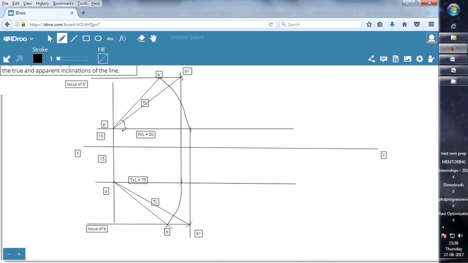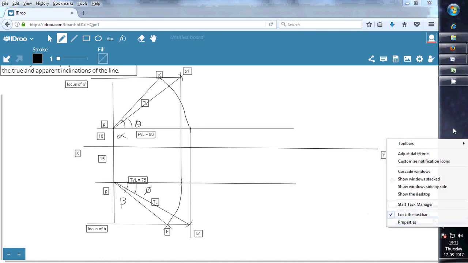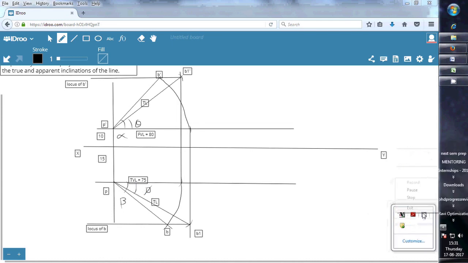And the inclinations that these lines are making with XY are the apparent inclinations alpha in the front view and beta in the top view. We can measure these, and these are the answers. So the question was requiring true and apparent inclinations of the line. True inclination can be measured with respect to the angles made by the true length with the horizontal projectors passing through P dash and P in the front and top views. And similarly, alpha and beta can also be measured.